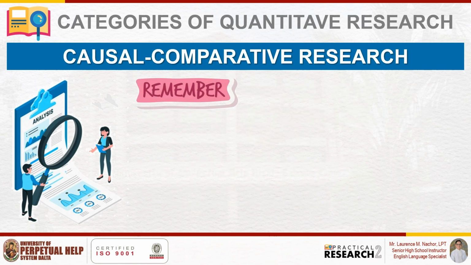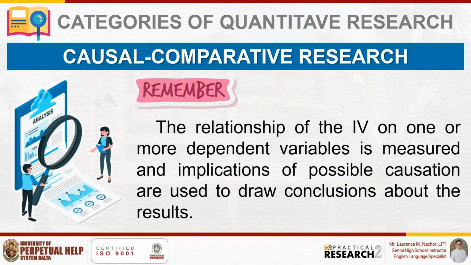Then remember, in causal comparative research, we measure how an independent variable, like employment status, relates to one or more dependent variables, such as income or age. Although we don't manipulate variables, we analyze differences between groups to suggest possible cause and effect relationships based on the results.